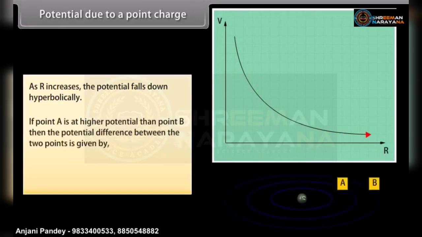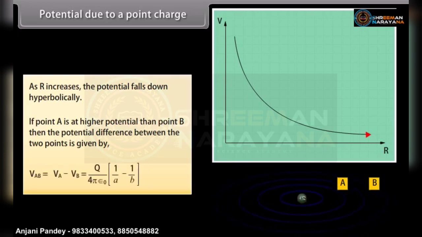If point A is at higher potential than point B, then the potential difference between the 2 points is given by V_AB = V_A − V_B. Putting the values of V_A and V_B, we get V_AB = Q/(4πε_0) × (1/A − 1/B).